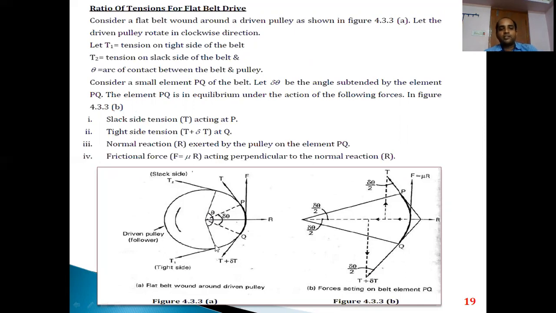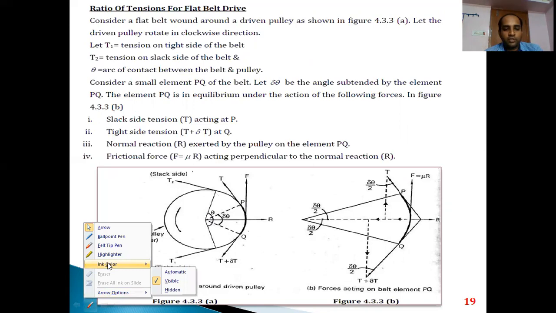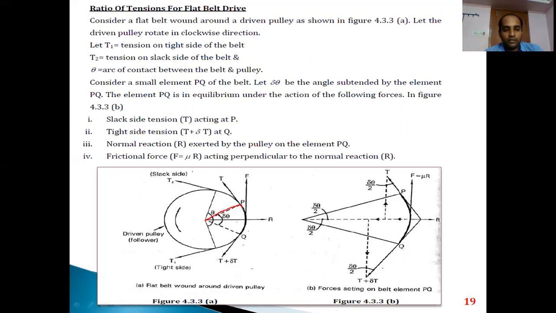For our analysis, we just take a small elemental part of the contact, a small element PQ. You can see here we have taken a small element PQ for our analysis. How much angle is subtended by PQ? It is a smaller angle than theta, that is delta theta subtended. The condition is that the elemental length PQ is in equilibrium under the following forces, which are shown in figure B.